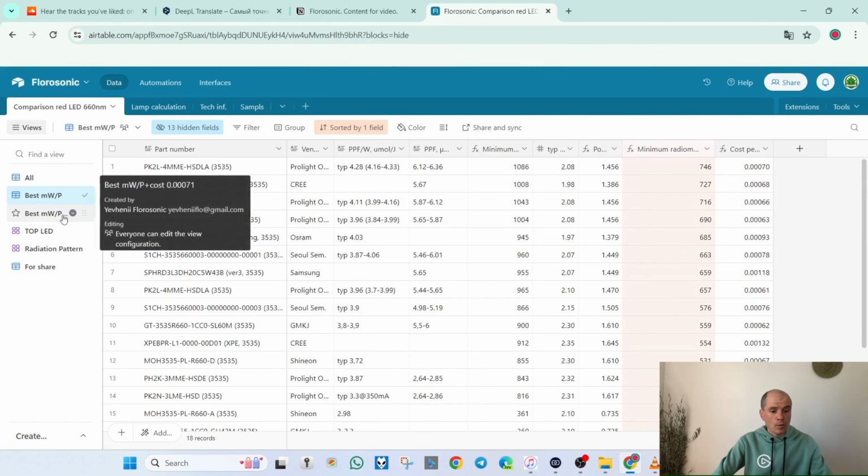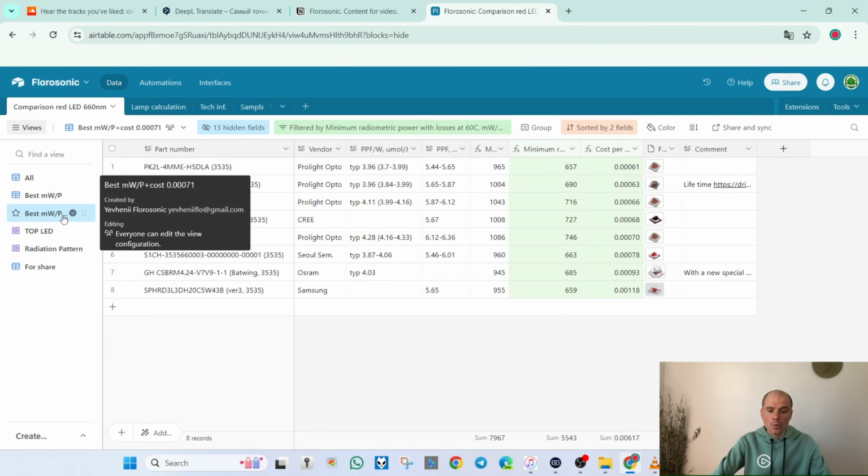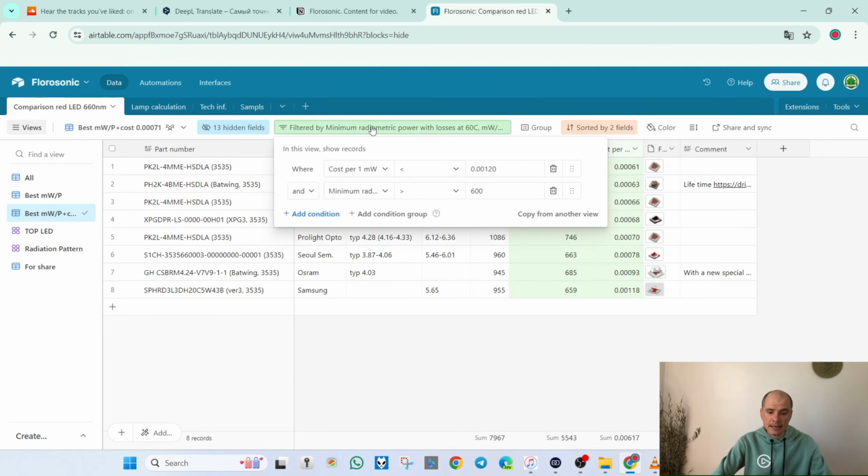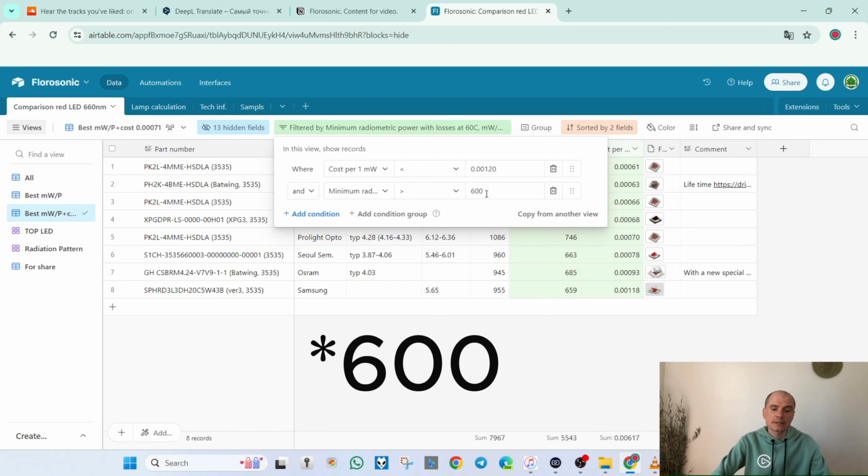Now we move on to the next view, where I have limited the data. This filter: cost per milliwatt less than 0.0012 and milliwatt per watt above 16.